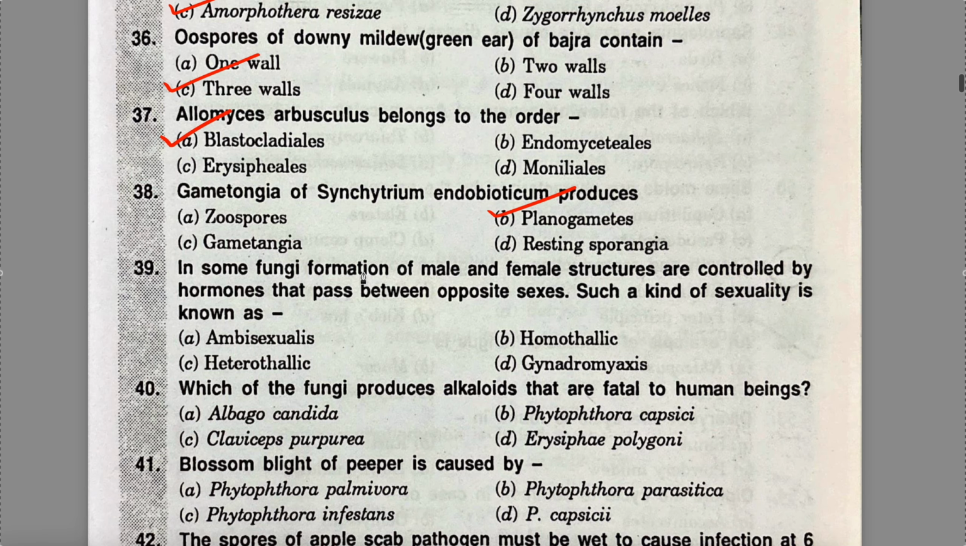39. In some fungi, formation of male and female structures is controlled by hormones that pass between opposite sexes. Such a kind of sexuality is known as ambisexualis, homothallic, heterothallic or gynandromyxis? The answer is option D.